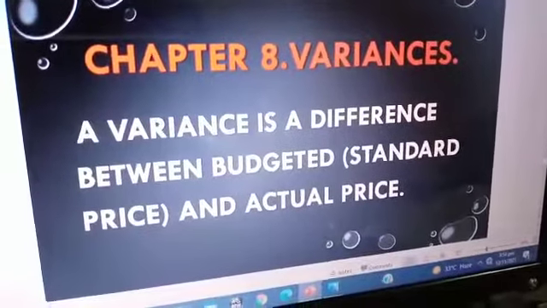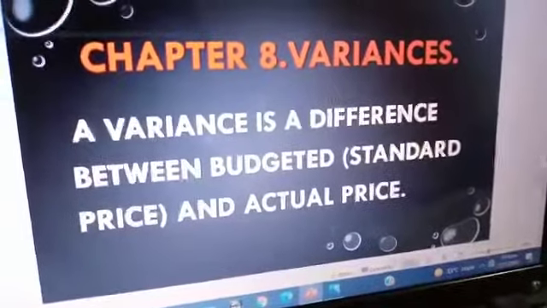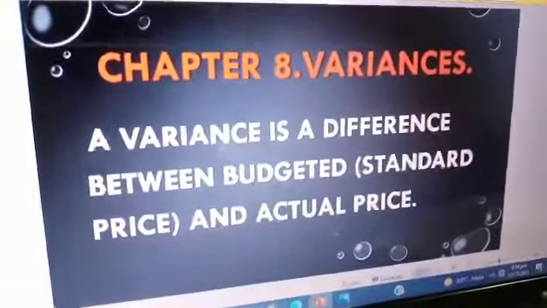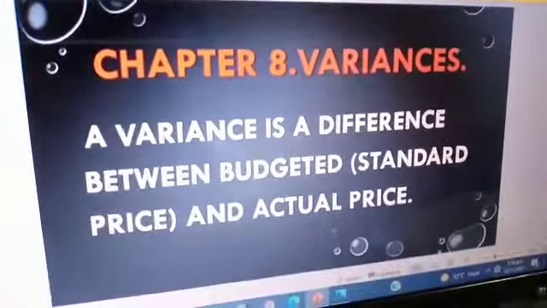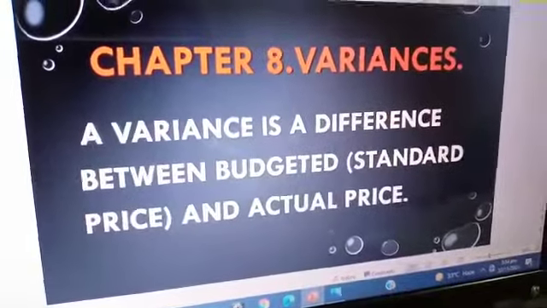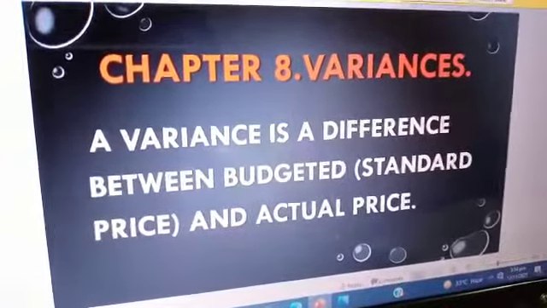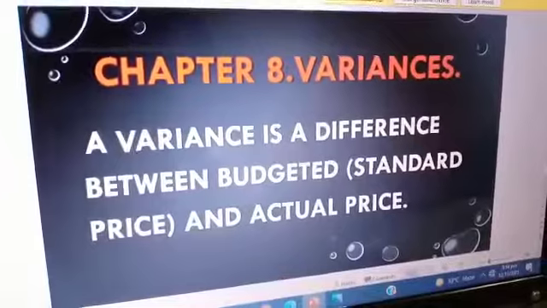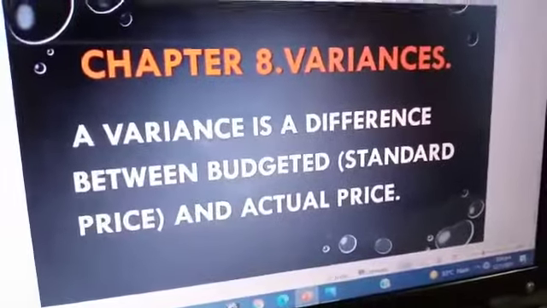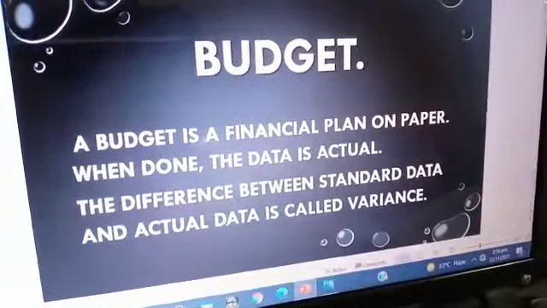When you look at a variance, it is simply a difference. A difference of what? First and foremost, you make a budget. When you make a budget, it means you make a plan to buy something, and that is on paper. But when you actually buy, that is the actual price. The difference between the planned or standard and the actual price is called variance.